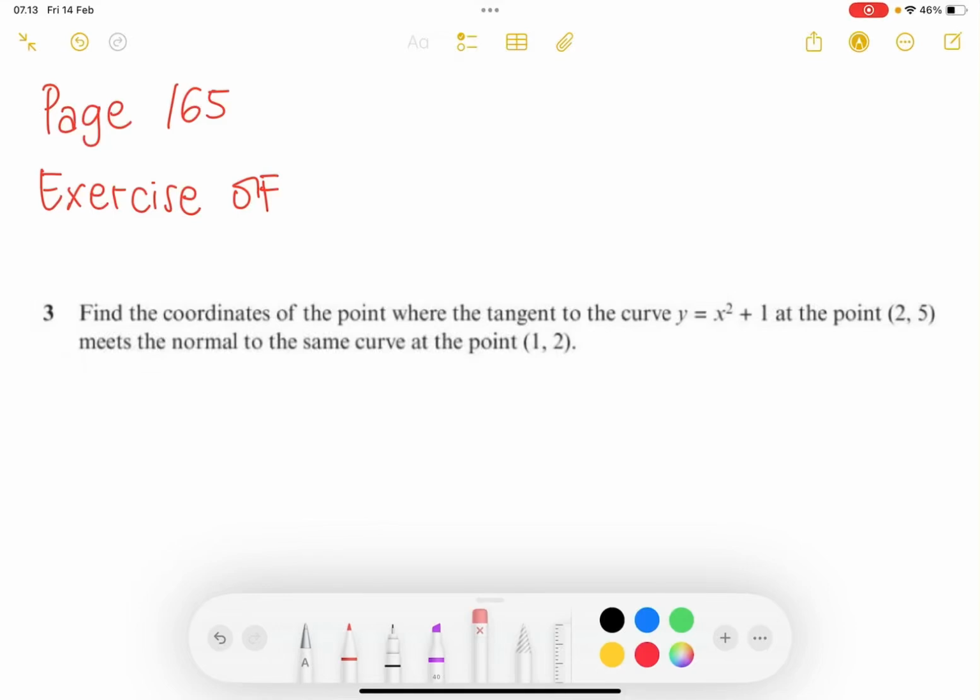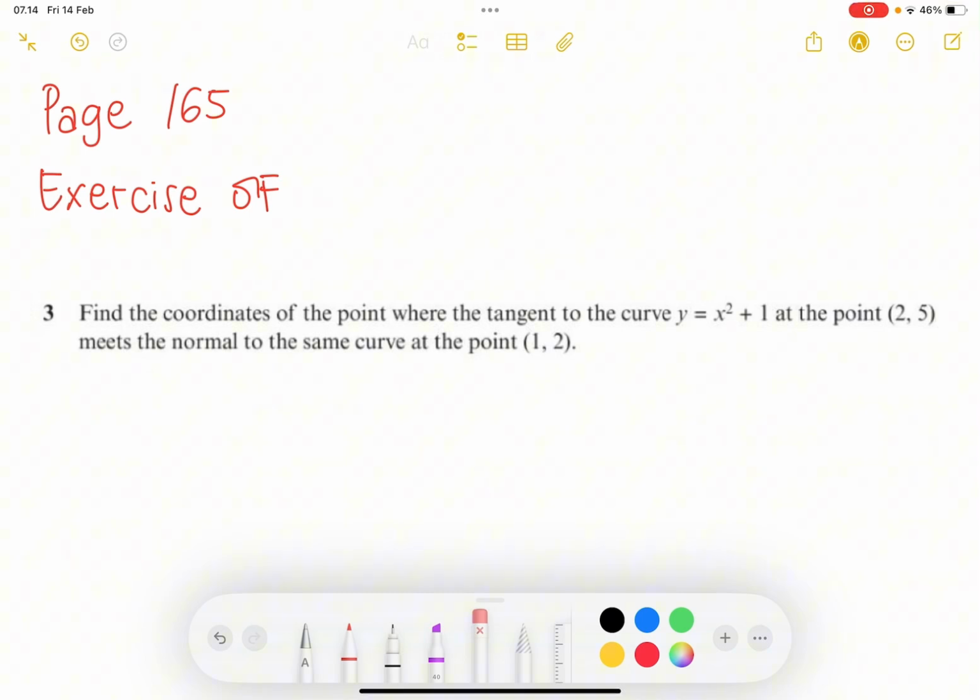Okay, so hello everyone. Today in this video, I'm going to explain page 165, exercise 8F. Find the coordinates of the point where the tangent to the curve y equals x squared plus 1 at the point (2, 5) meets the normal to the same curve at the point (1, 2).